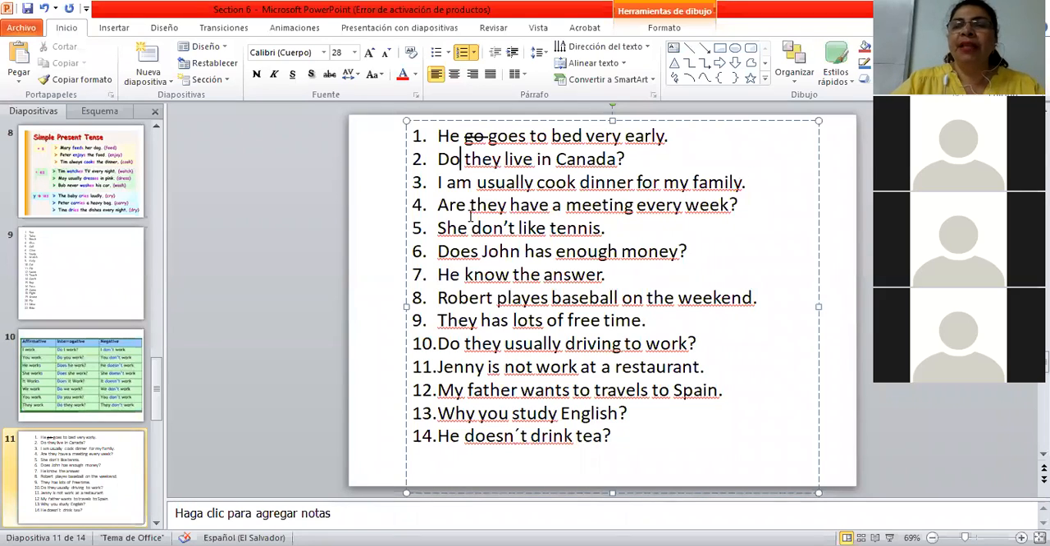Now we have here, I am usually cook dinner for my family. What is the problem? No, porque usted tiene usually. Usually le dice que es algo repetitivo. Solo quita el verbo to be, mire. I usually cook dinner for my family. Okay?